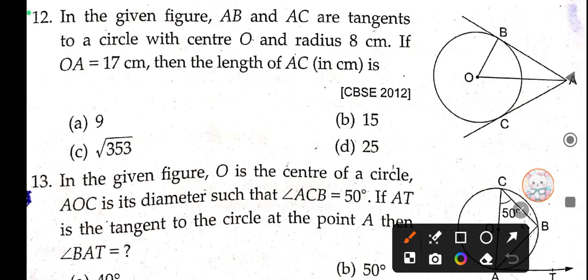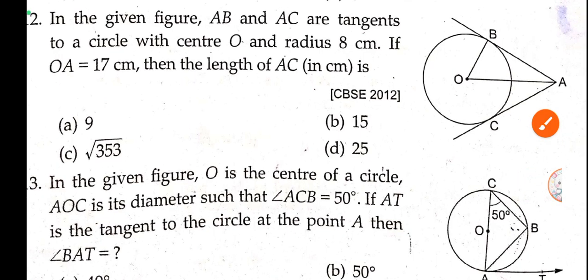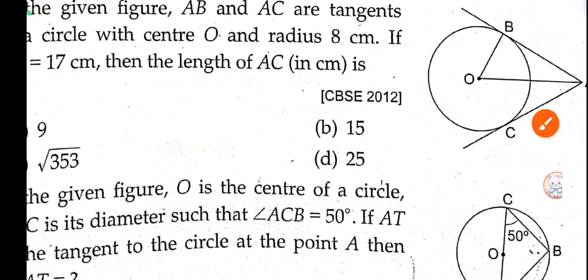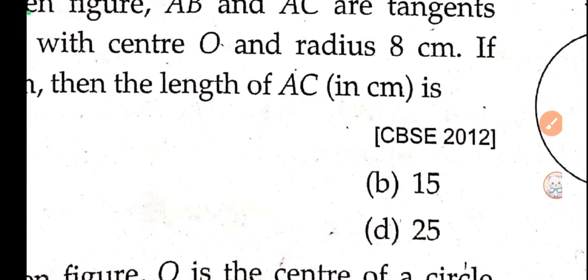Now in question number 12, in the given figure, AB and AC are tangents drawn with center O and radius 8 centimeter. This OB is 8 centimeter, and AB and AC are tangents. Also OA is given as 17 centimeter, and we have to find the length of AC.